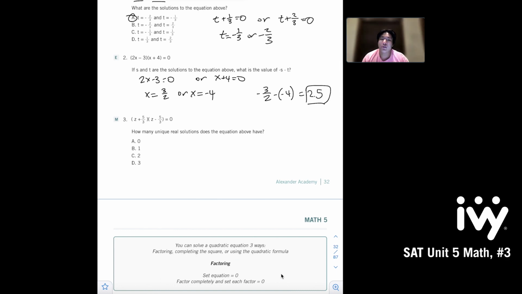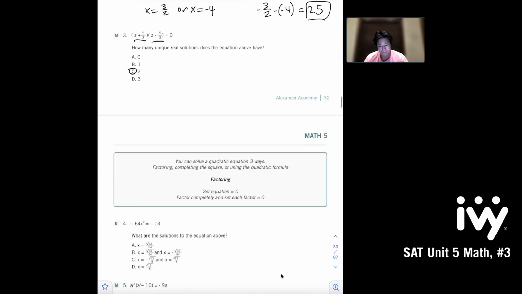Question 3. How many unique real solutions does the equation above have? So very similar to the above, we see that we already have them in two factor forms here. Again, we see that our value of z will be 5/3 and -5/3, and those are two distinct solutions. One's positive, one's negative, so they are distinct. And of course, since we see both of those are there and it's quadratic, that's as many as we can have. So 2 is going to be the number of unique real solutions.